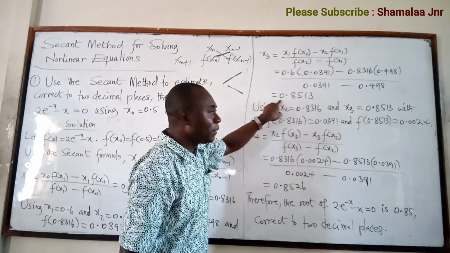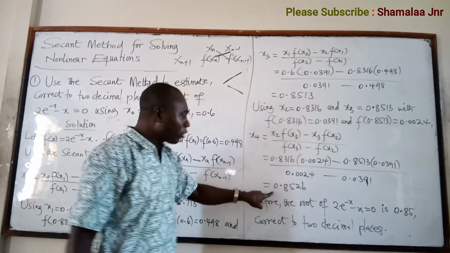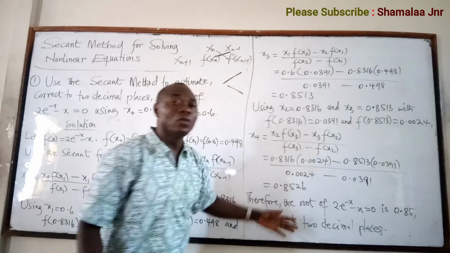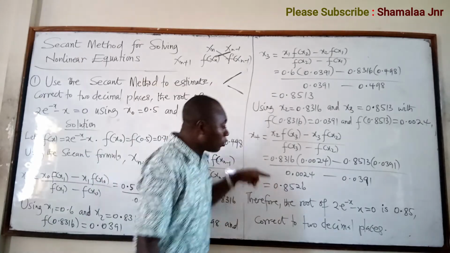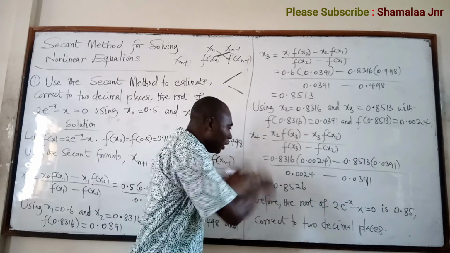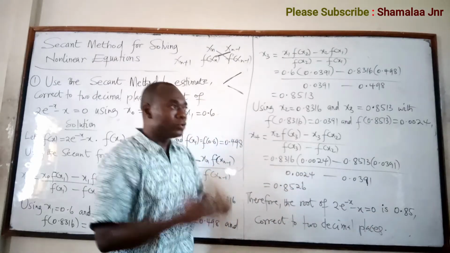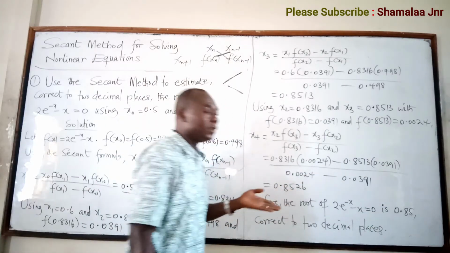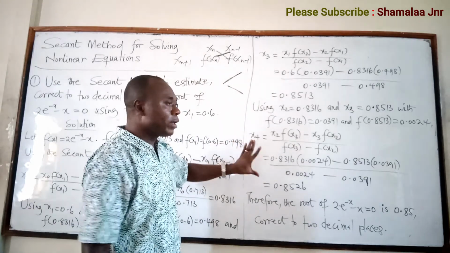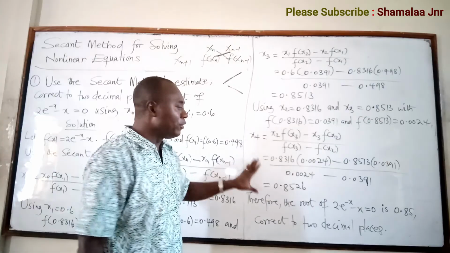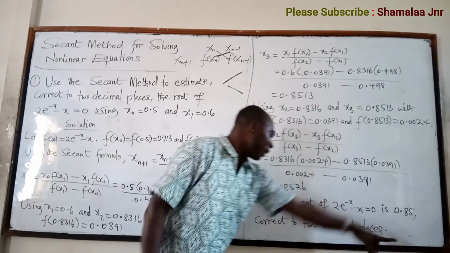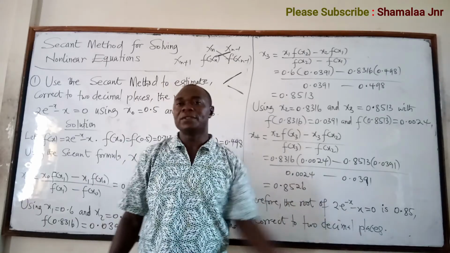So let's look at this one. When you correct this one to 2 decimal places, you're going to get 0.85. When you correct this to 2 decimal places, you're going to get 0.85. So there's no need for you to continue, because if you continue to find s5, it will be 0.85 something, and when corrected to 2 decimal places, it will give you the same thing. So you stop when 2 successive values, when corrected to 2 decimal places, give you the same thing. Therefore the root of this one is 0.85, correct to 2 decimal places.